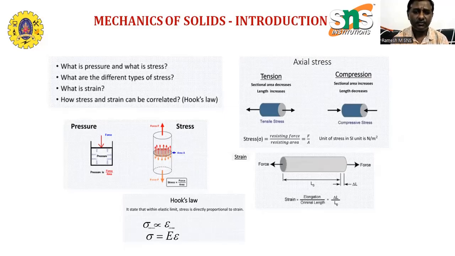Whenever the term modulus comes, the unit is Newton per meter square. For Young's modulus, stress by strain, stress has the unit of Newton per meter square, but strain, being a change in dimension to the original dimension, has no unit at all. Likewise for shear modulus and bulk modulus, everything is stress by strain. So strain has no unit, but the modulus has the unit of stress, that is Newton per meter square.